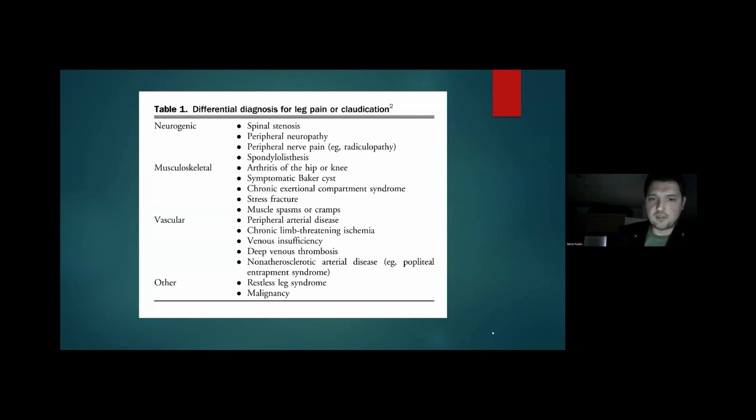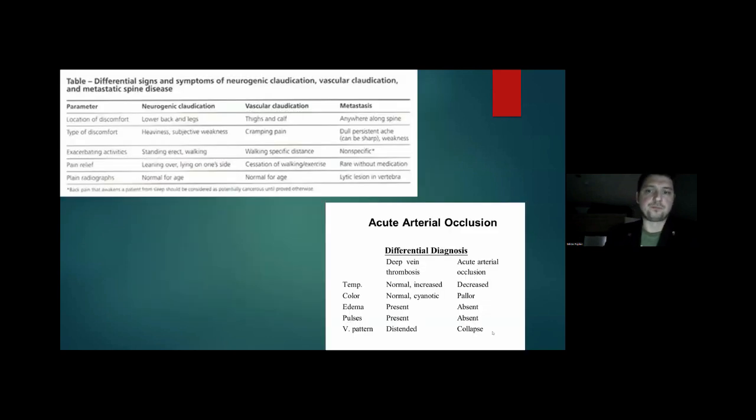Vascular: several different vascular problems can lead to this. Peripheral arterial disease is the most common, then limb-threatening ischemia, venous insufficiency, deep venous thrombosis, non-atherosclerotic arterial disease, and restless leg syndrome, and of course, malignancies. So, differences between neurogenic and vascular claudication, and metastatic spine disease.